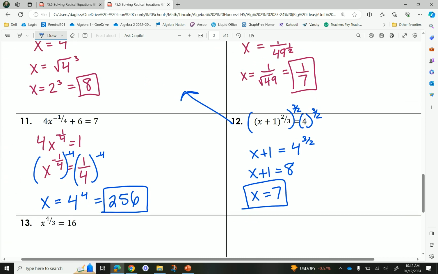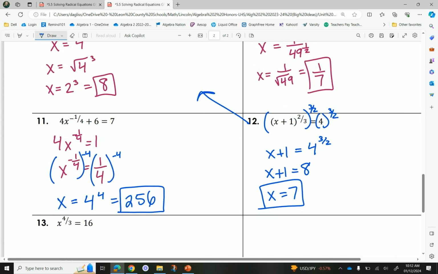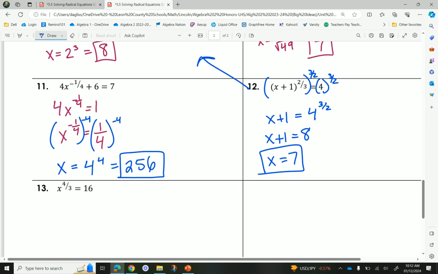Two more. We got this. Think you can try 13? Yeah? We have x to the power of 4/3 equals 16. So you try 13. Yes. It won't turn on? Okay.